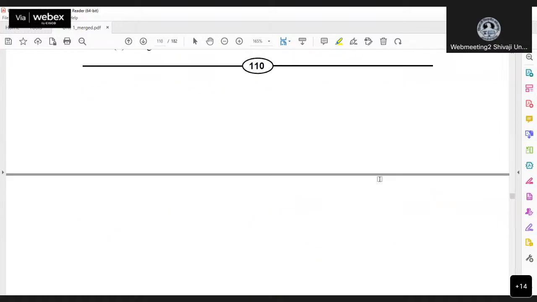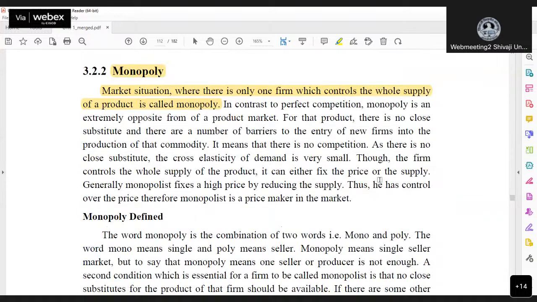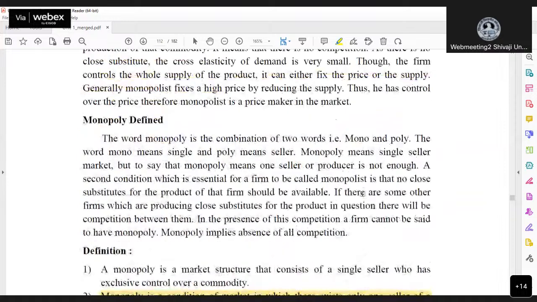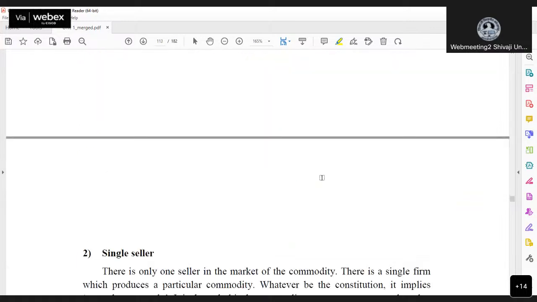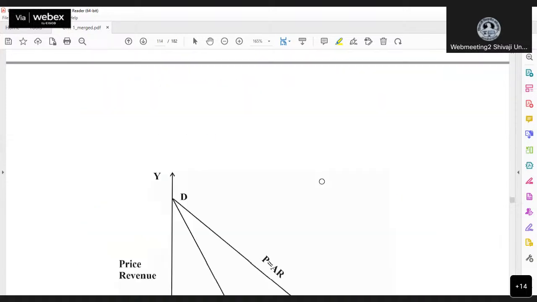So let us move towards the next section of this unit number 3, that is monopoly. Monopoly means where there is only one firm to sell the products. That means a market situation where there is only one firm which controls the whole supply of a product is called a monopoly. Hope you understood all these terminologies. The definition of monopoly is a theoretical concept. You need to understand it after thoroughly reading all this.